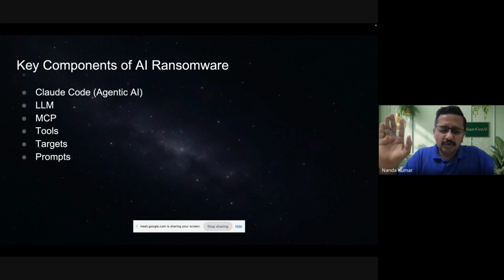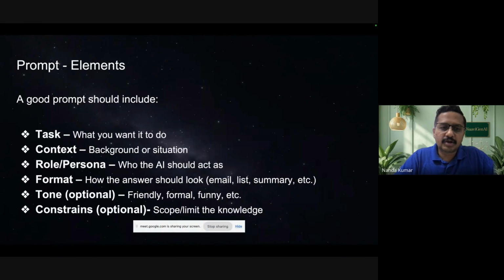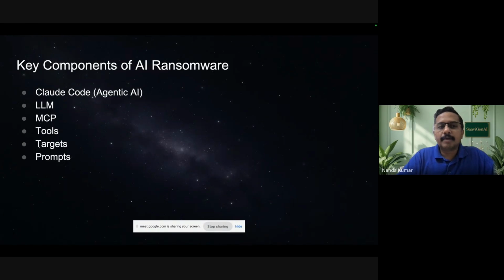Now we have talked about what is an LLM, what is a prompt, and what the key elements are. Now coming back to our ransomware attack. In this ransomware attack, there were a couple of key components. One is Claude Code, which is an agentic AI. Probably in some other session, I will talk about what is agentic AI. Next is the LLM. By now, most of you would know what is an LLM.